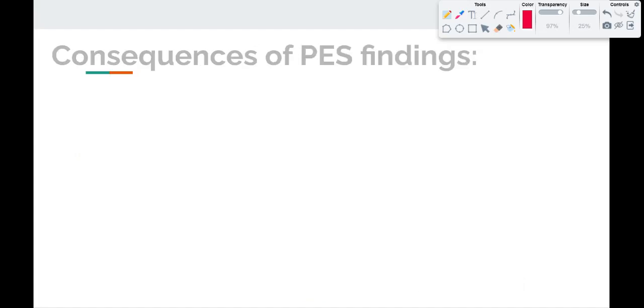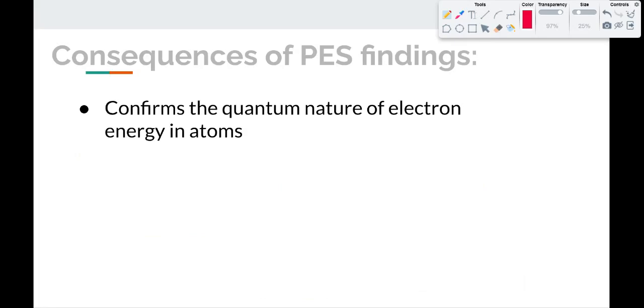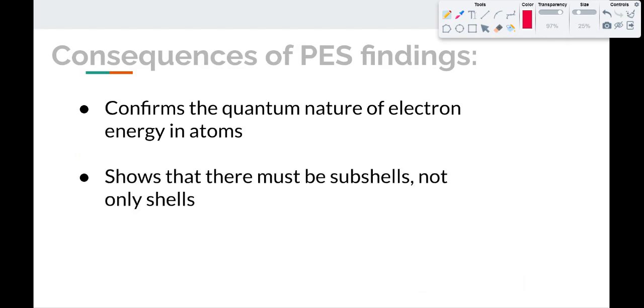The consequences of PES findings are, one, that it confirms the quantum nature of electron energy in atoms. These weren't just kind of random graphs with spikes or just curves all over the place, indicating that lots and lots of possible ionization energies existed. There were definite spikes that occur in PES, which indicates that there are only certain amounts of energy that are going to be required to pull electrons out of atoms. And it also shows, as we have seen, that there must be subshells, not just shells.